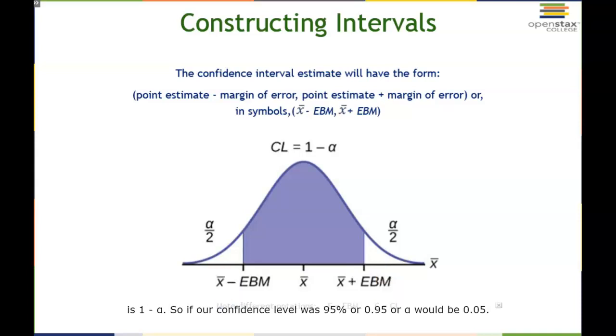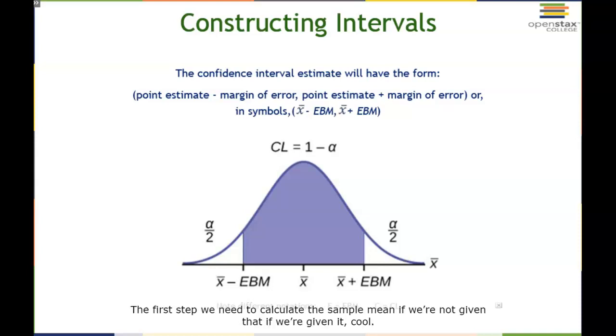So if our confidence level was 95% or 0.95, our alpha would be 0.05. And those little tails would represent 0.025 of the information. So about 2.5% of our information lies within each of the tails. So we're going to be dealing with 2 tails all the time, and we're looking for the middle portion, which is our confidence interval.